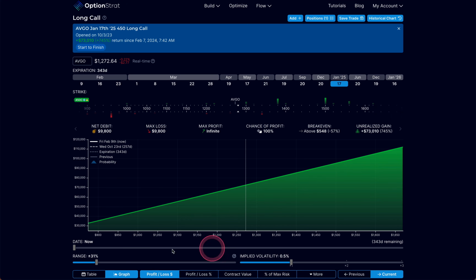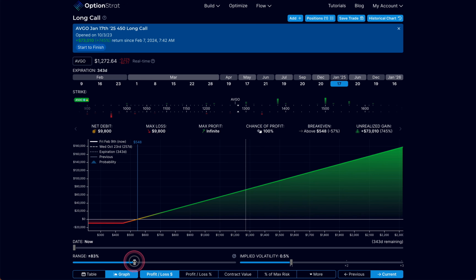So I bought this Avgo long call. It's a leap. I bought it over a year ago. I did spend about $9,000 for it when I bought it. So that was going to be theta decay. That was going to decay right out from under me if the underlying did not take off. In this case, the underlying did take off, and this position is up $73,000 at this point. So I spent $9,800 to get to that point. So that's my P&L on this, over 700% right now.